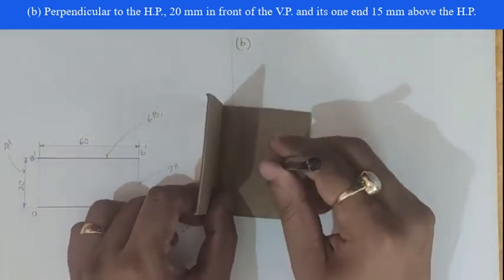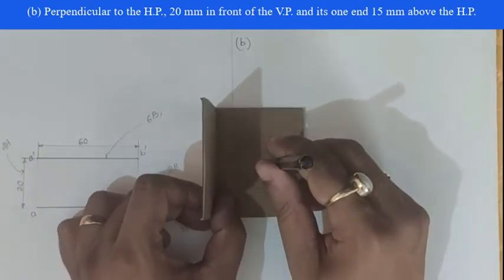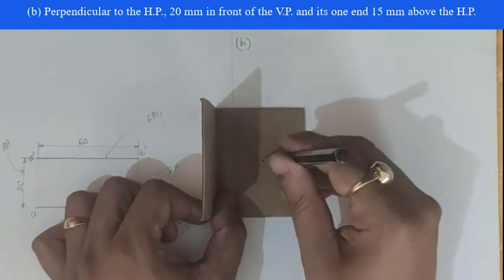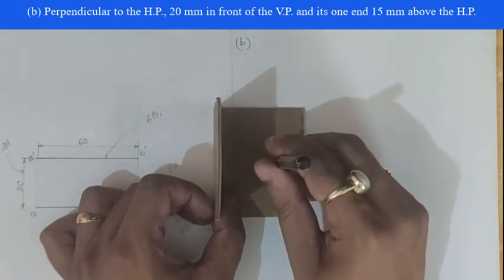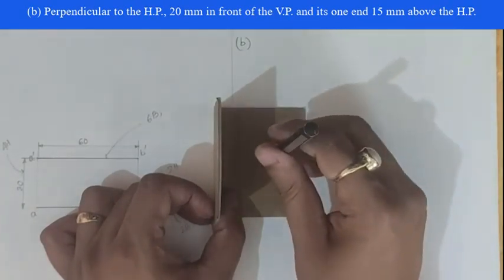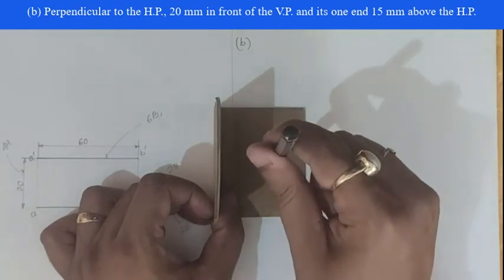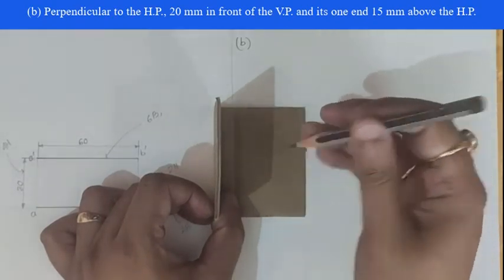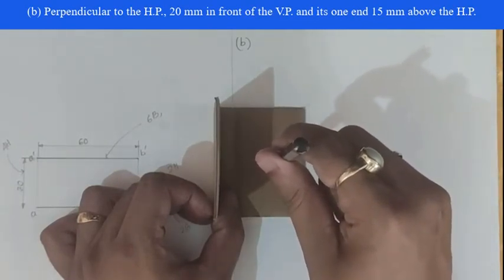It is like this, perpendicular to the HP, and 20 mm in front of the VP. It is 20 mm away from the VP. This is 20 mm in front of the VP, and its one end, the lower end, that end is 15 mm above the HP. So it is like this. This end is 15 mm above the HP.